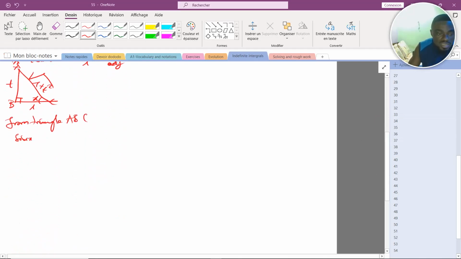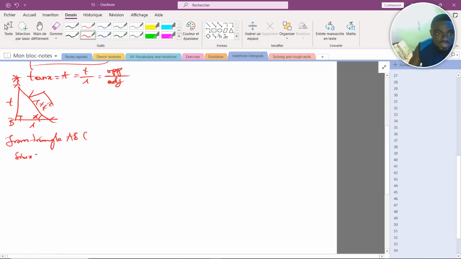So sine x, we can use the triangle. Sine is opposite over hypotenuse. So I have t on the square root of 1 plus t squared. And naturally cos x will be equal to adjacent over hypotenuse, 1 all over the square root of 1 plus t squared.